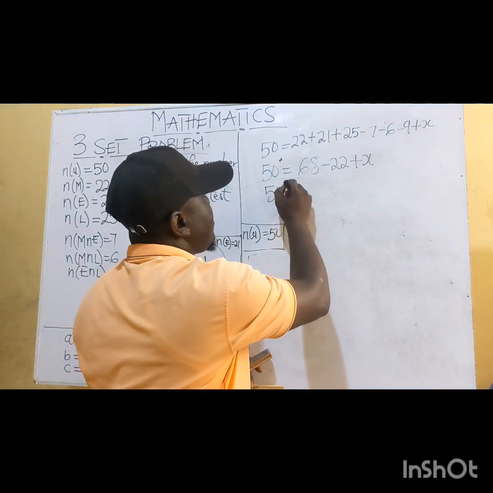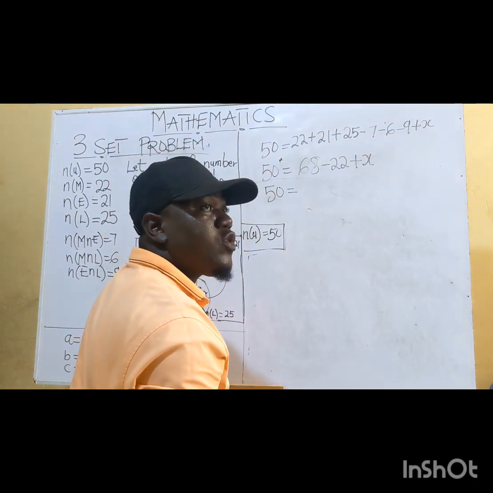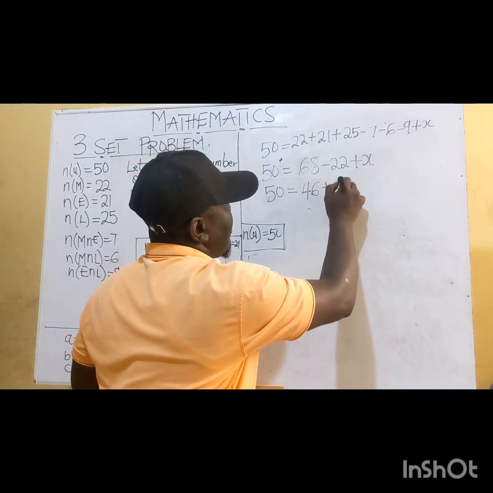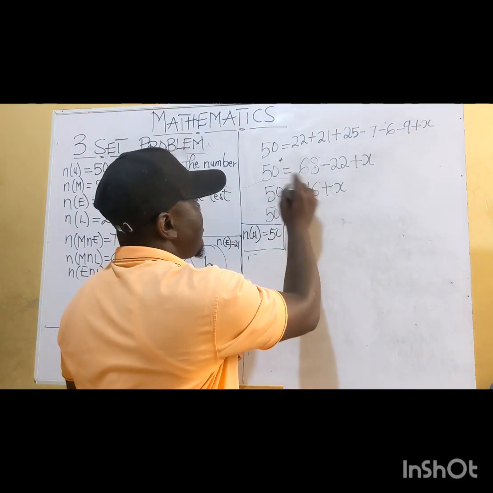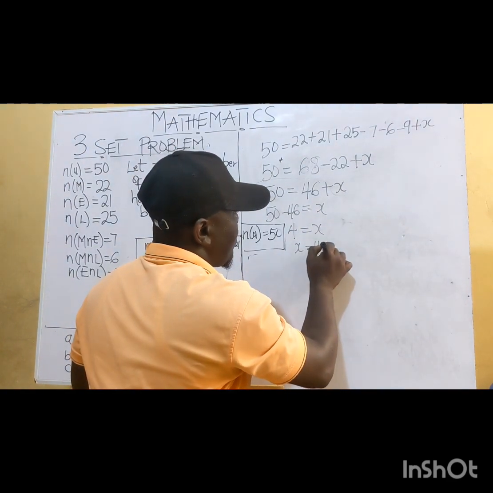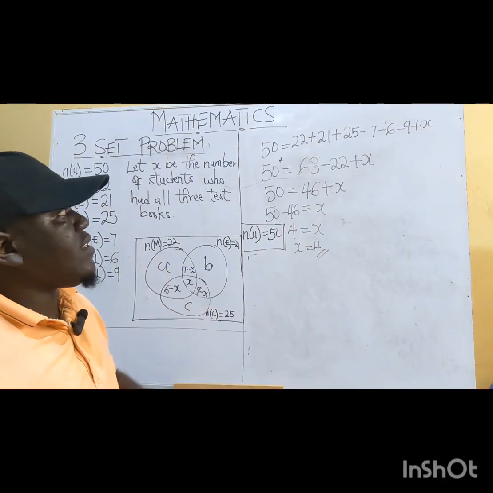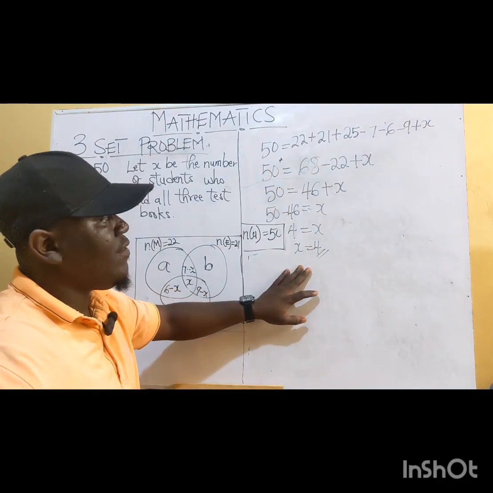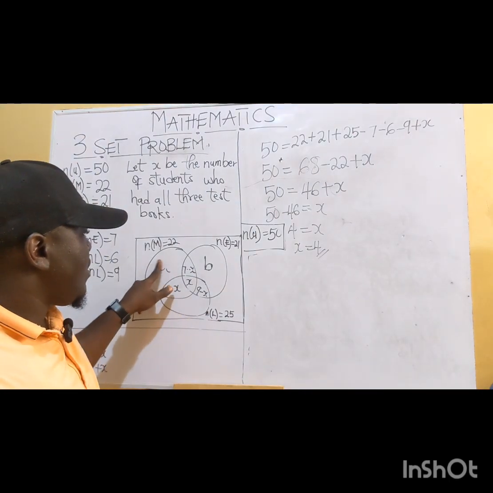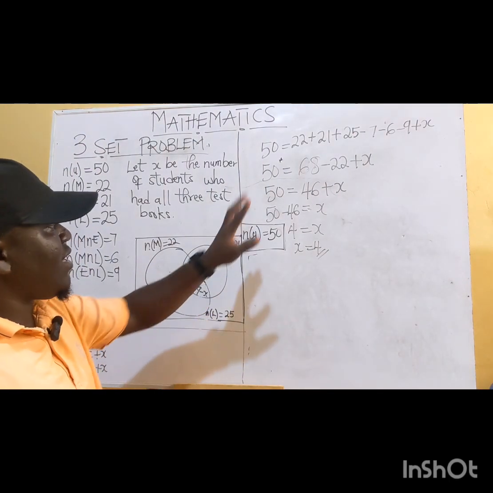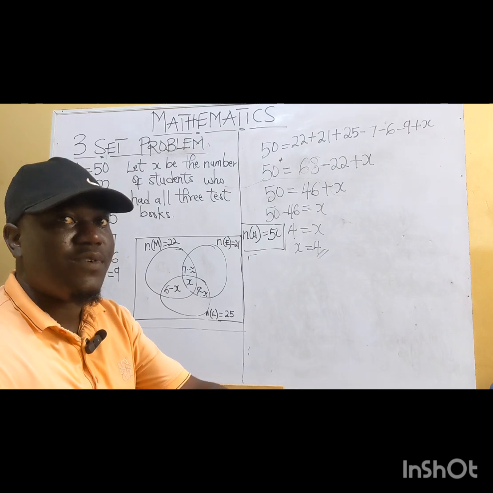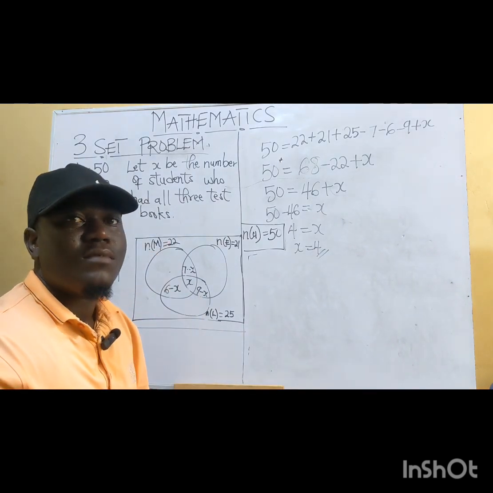So this should give me 50 is equal to, now 68 minus 22 would give me 46 plus x. Then I solve for my value of x. So 50 minus 46 is equal to x. Therefore 4 is equal to x. Therefore x is equal to 4. So voila, I'm done. I've gotten the value of x. And look at the method. Very short, compared to the other method where we had to actually find a value for life skills only, maths only, and then English only. So now that I have my x, I can simply go ahead and calculate for the other parts, very easily. Do you get it?